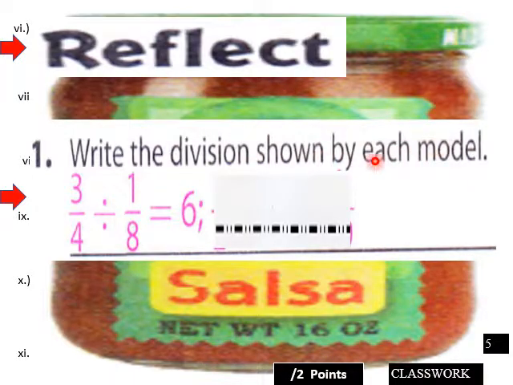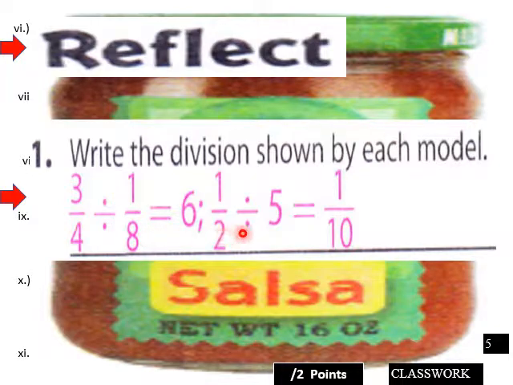Write the division shown by each model. We're going to jump right into division here. 3/4 divided by 1/8 is 6. Remember, the first one was 3/4 divided by 1/8 was 6, and then 1/2 divided by 5 is 1/10. So how do we get these?